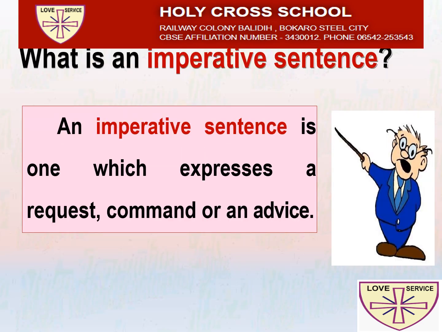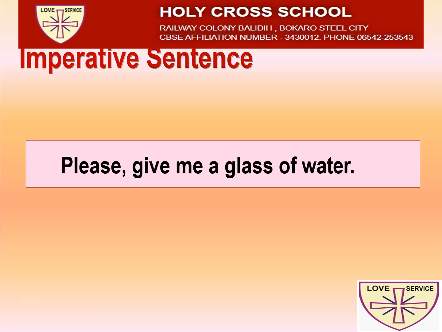Next, we move on to the next category of sentence, that is imperative sentence. So what is an imperative sentence? An imperative sentence is one which expresses a request, command, or an advice. An example of imperative sentence: please give me a glass of water. This is, of course, a request.